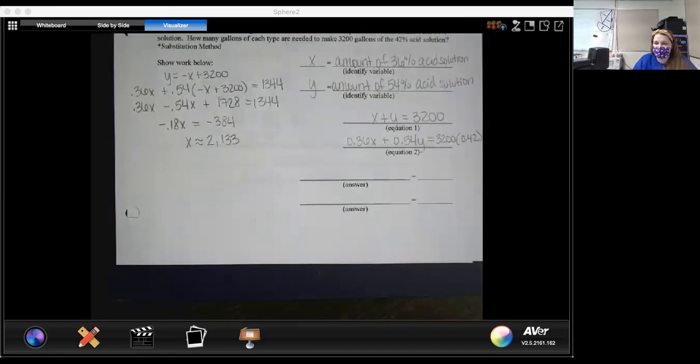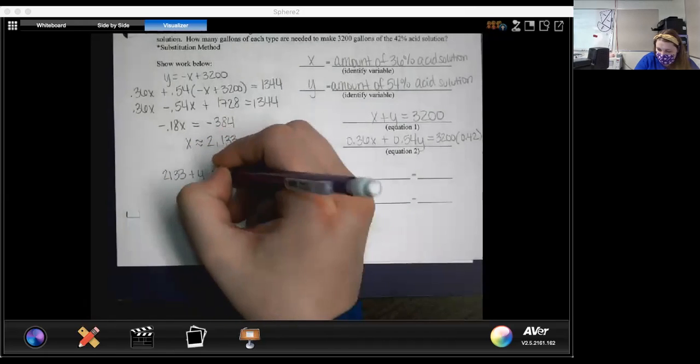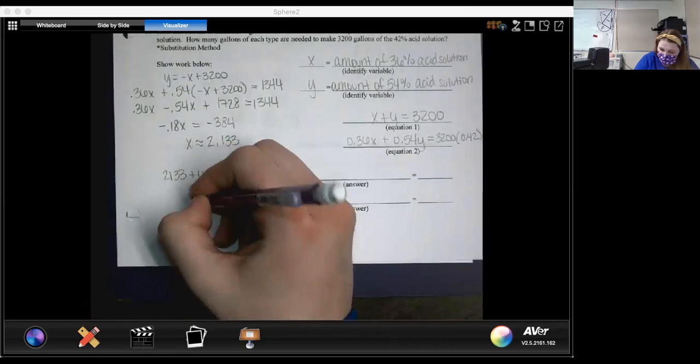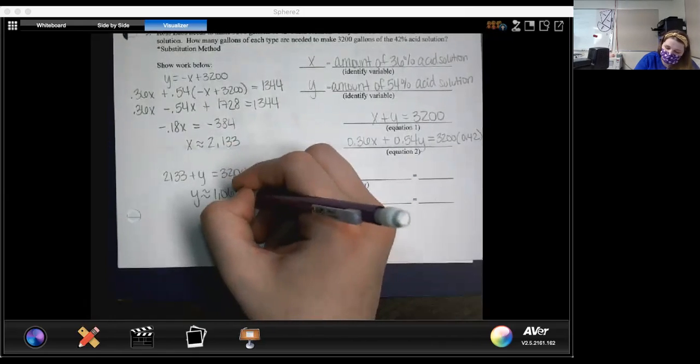Okay, now it's not very common that you do have an approximate answer. That's just how this one kind of worked out. When we're dealing with the percentages of solutions or percentages in general, sometimes the answers don't always work out nice and clean. So sometimes you will have approximate. So if we substitute back in, we have 2133 plus y equals 3,200. So y is approximately 1,067. Good.